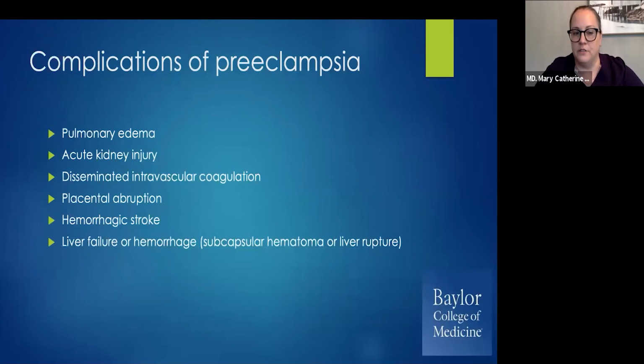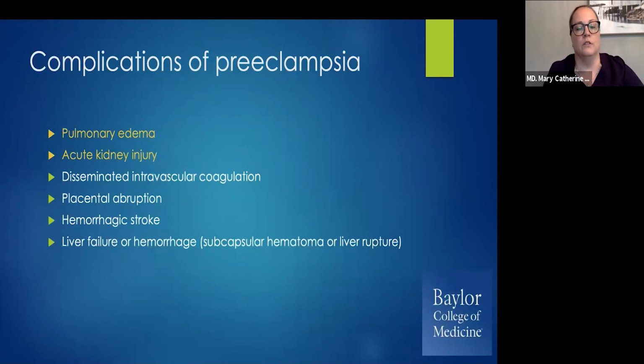Neurological manifestations like stroke, typically hemorrhagic stroke. And then liver failure or even liver hemorrhage that can be in the form of either a subcapsular hematoma or even frank liver rupture that has been reported in cases of preeclampsia. So as you can see, all of these are relatively serious complications that can be life-threatening.